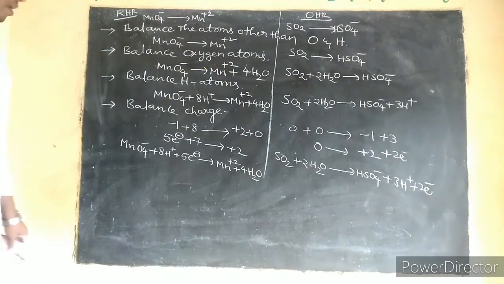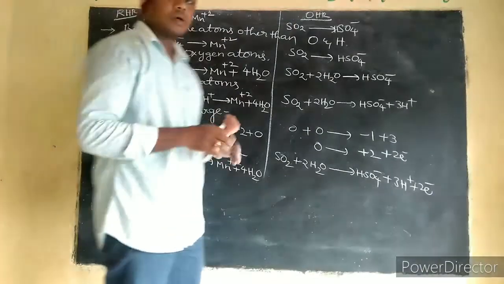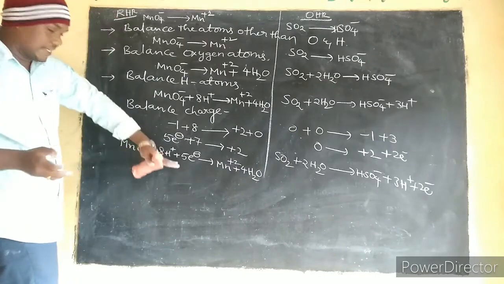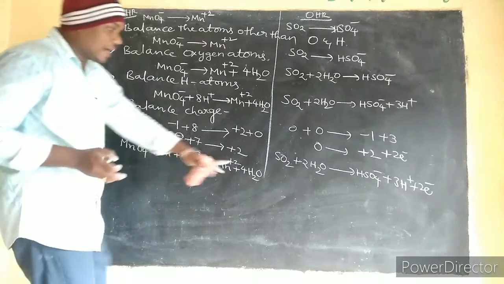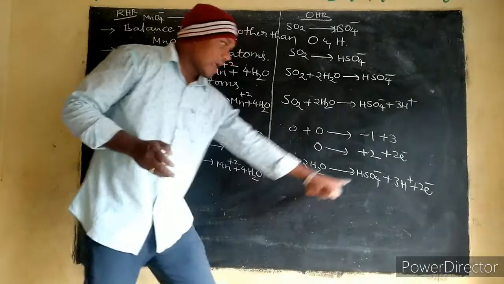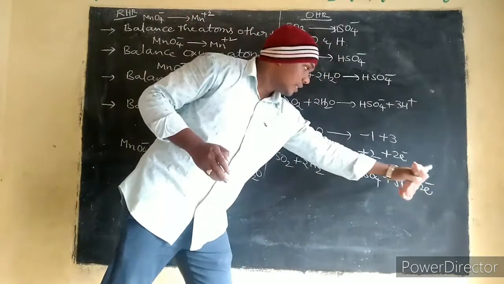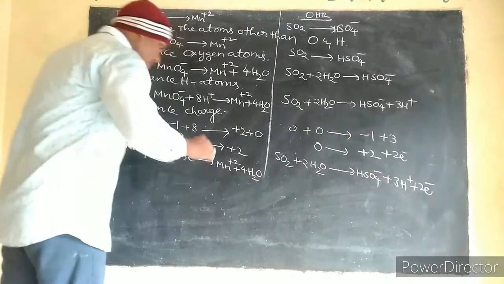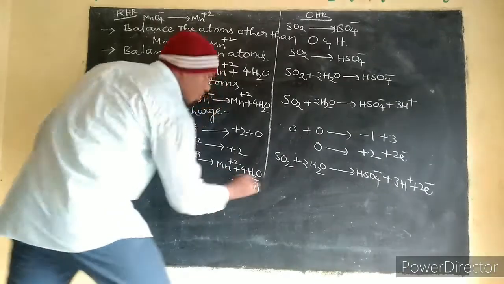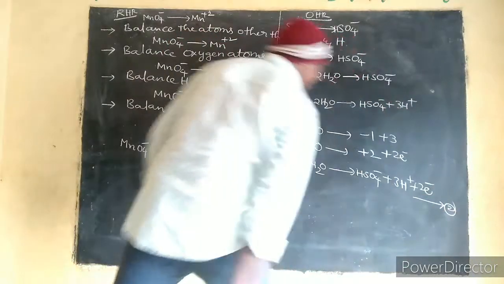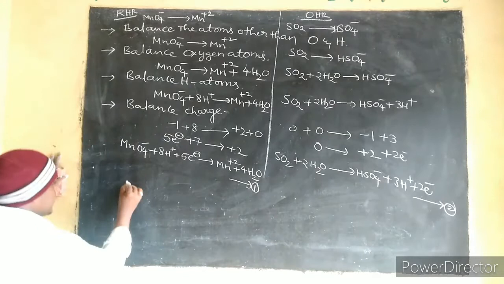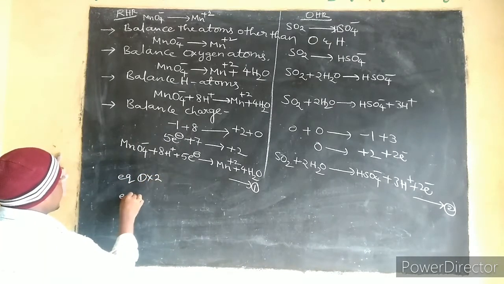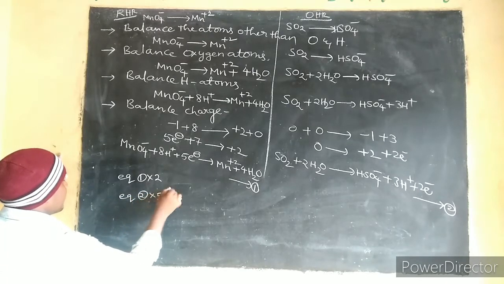Correct? Now finally we have to cross multiply. The number of electrons we added here should be multiplied with the complete reaction, and here 2 electrons will be multiplied with this complete reaction. So I am taking this as equation 1 and this as equation 2. Correct? Now we have to calculate equation 1 into 2, equation 2 into 5.